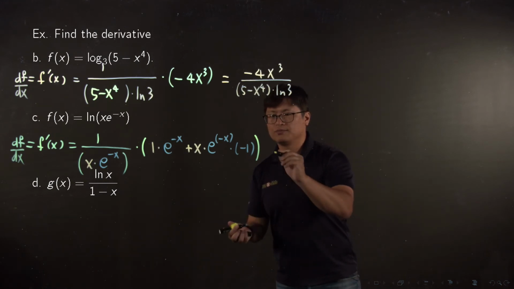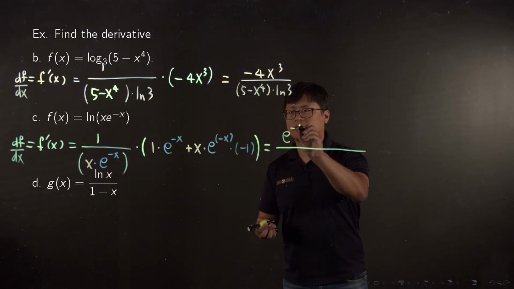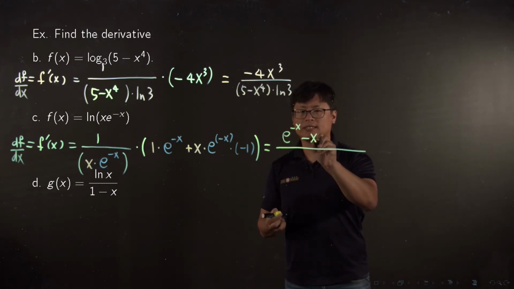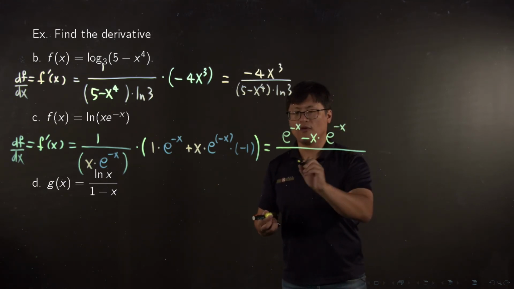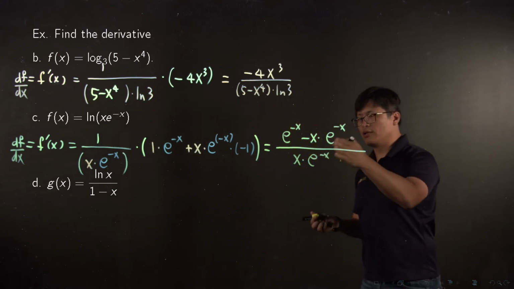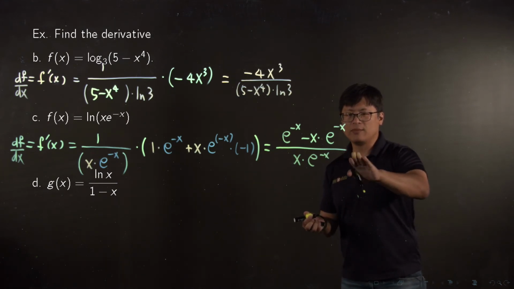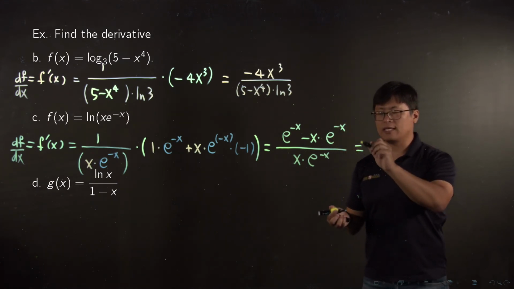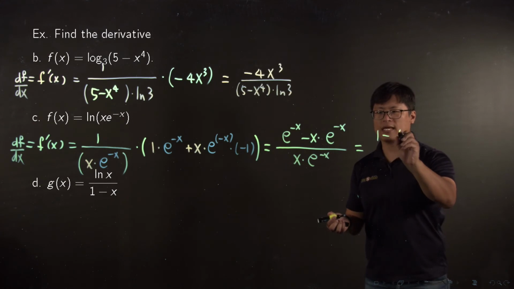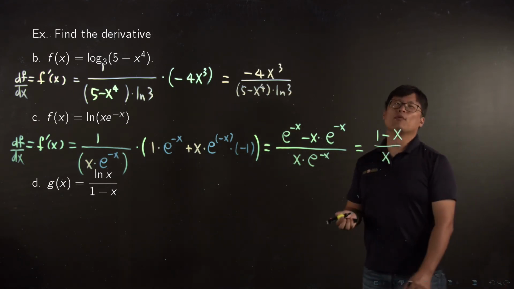It is equal to e to the minus x minus x e to the minus x, over x times e to the minus x, okay? Since all your terms have e to the minus x, maybe we can simplify a little bit more. Just divide by e to the minus x, top and bottom, then it's 1 minus x over x. Let's talk a little bit more about this, okay?